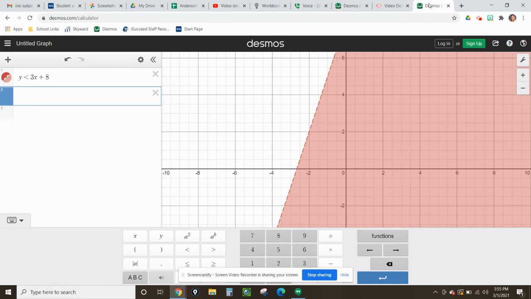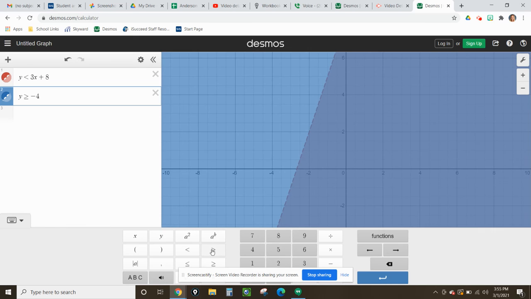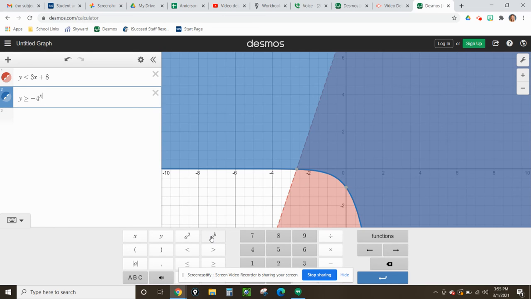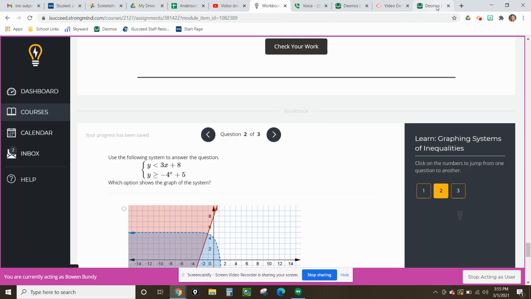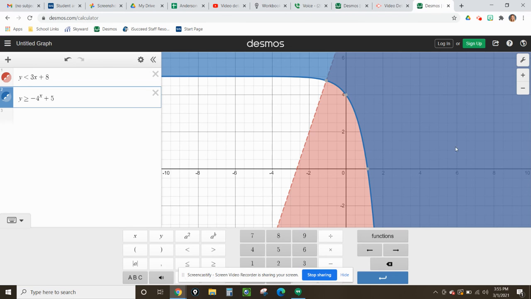So I'm going to hit enter. y is greater than or equal to negative 4, here's the exponent, to the x. And then make sure you click out of the exponent before you hit the plus 5. And let's make sure it was plus 5. Yes, it was. Okay, so here's the graph. You can look at this one and find which one matches, but you can see it's a dashed line and it's shaded below. And then we have a solid curve shaded above. So that's what we're looking to match here.